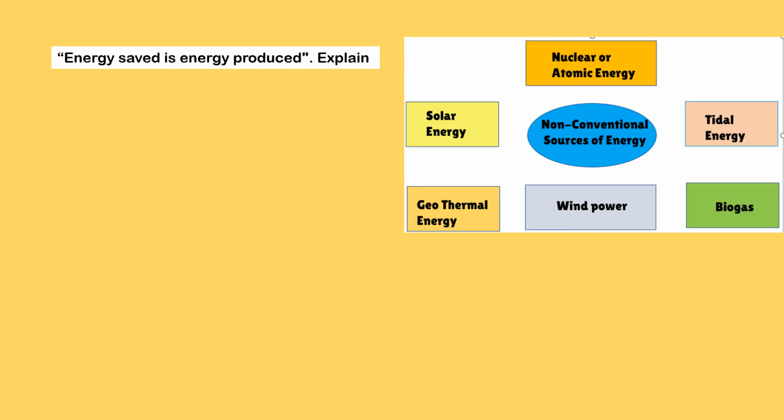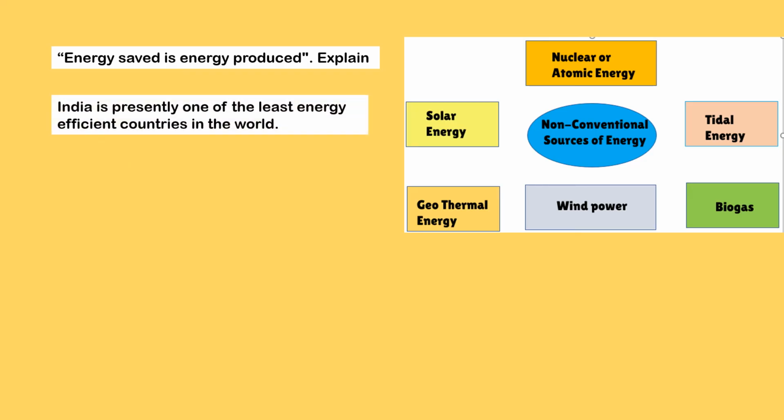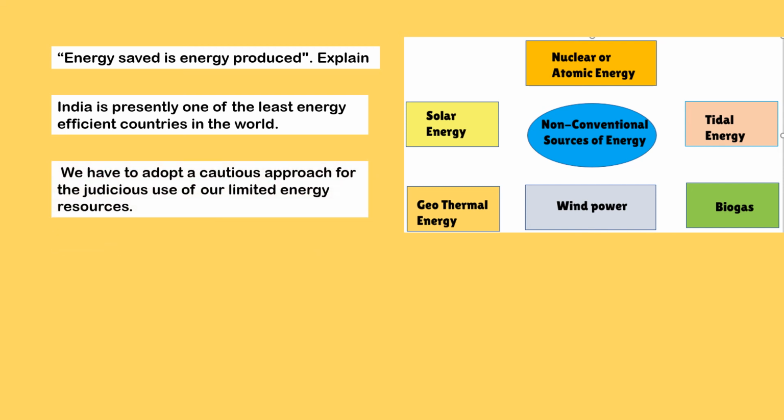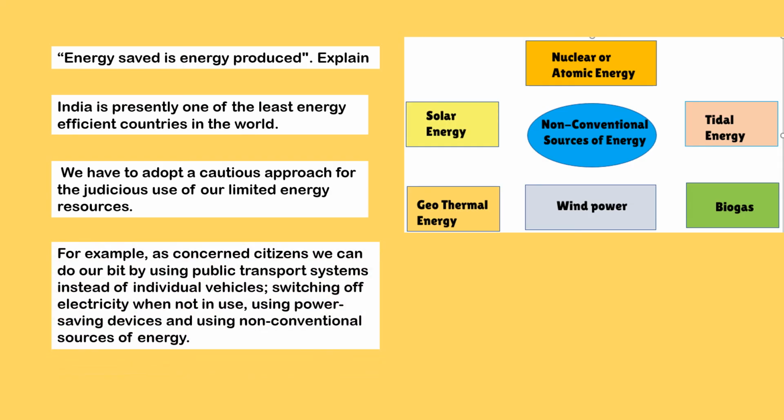Right? Now, India is presently one of the least energy efficient countries in the world. We have to adopt a cautious approach for the judicious use of our limited energy resources. For example, we have to use public transport, switch off lights not in use, use power saving devices like LED lamps, and use non-conventional sources of energy. So these are a few points that I've mentioned. If you want, you can elaborate, or for a 3 marker, this is more than enough.